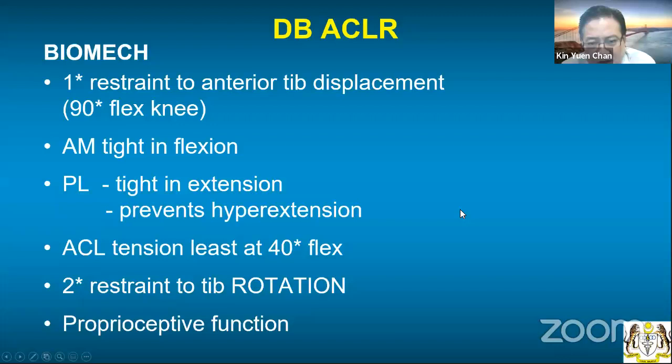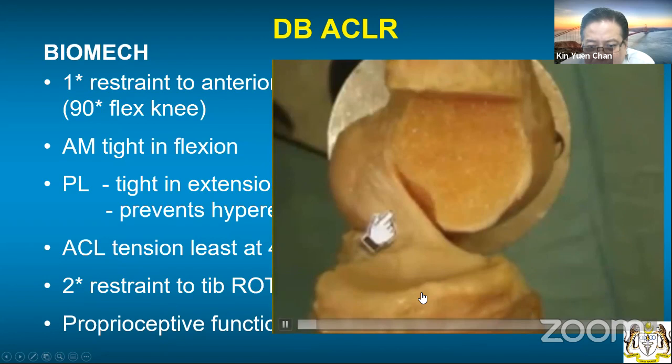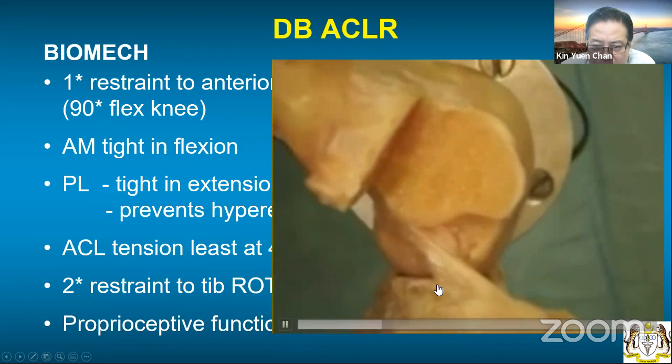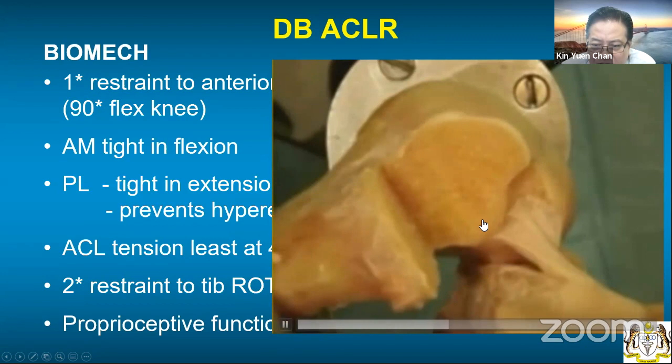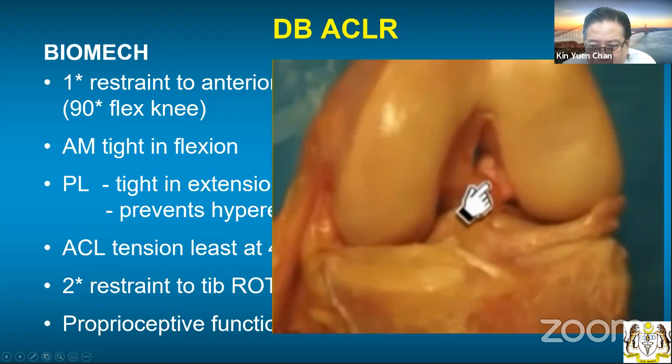So this is a video of how the ACL functions and moves. As you can see, the AM is on the front here, and the PL is at the back. As you rotate, it actually changes position on the femoral side. In doing so, the tension changes and allows for rotation, particularly the PL, which is lax at 90 degrees. This allows your knee to rotate and accommodate movement and roll back around the knee.